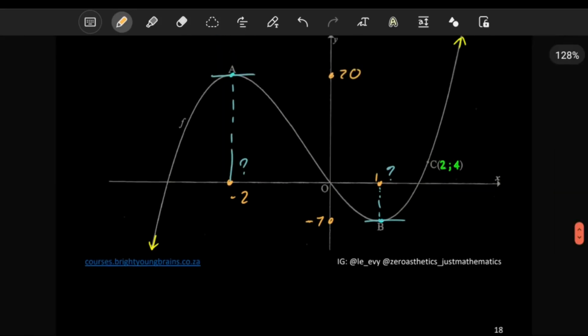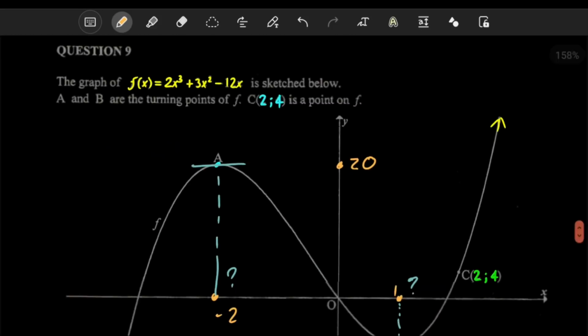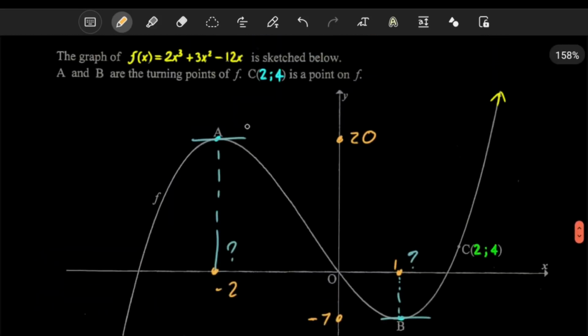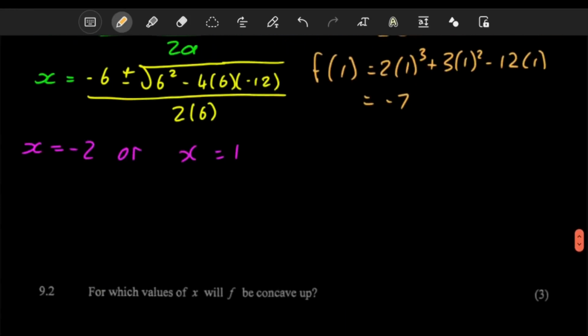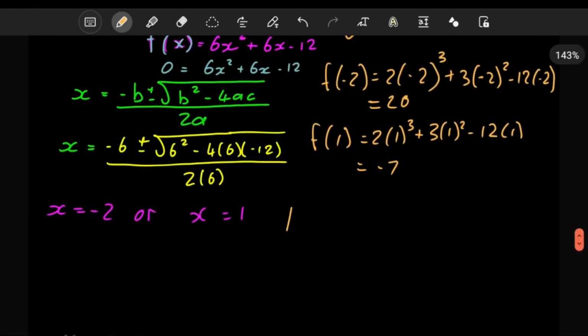It definitely makes sense. But anyways, there's A here and there's B there. They said we should get A and B, right? So let's tell them we know what A and B are. A, we said, is the one with the negative 2 and the 20.